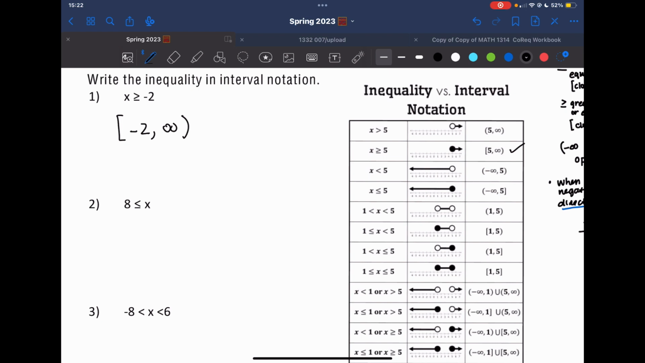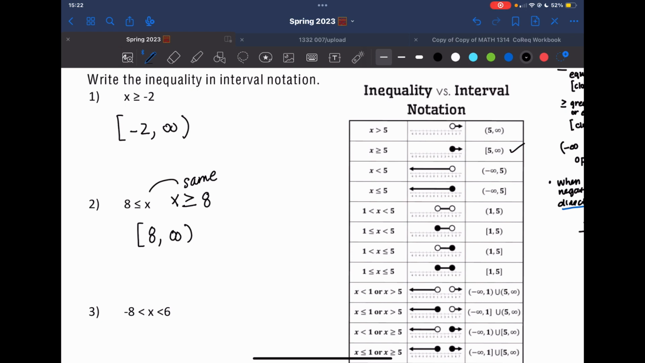Number 2, we're going to rewrite this. I want my variable on the left, so we're going to create a mirror image of it. So it says right now that 8 is less than or equal to x, so this is x is greater than or equal to 8. This means the same thing. So when we look at this, that means we're going to have a bracket at 8 comma infinity. It's like number 2 is like number 1.